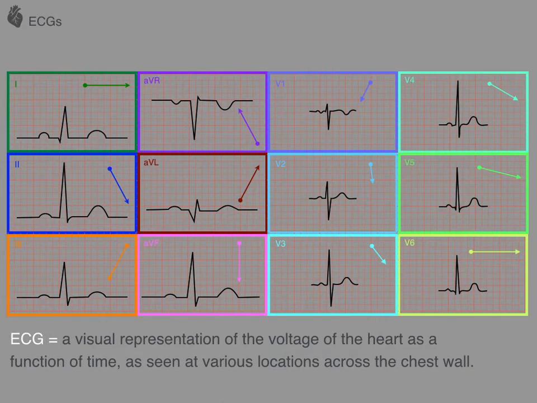Here I've brought all together the standard limb leads, 6 leads on the left hand side of the ECG paper or screen, and the 6 chest leads. And hopefully now you're starting to reach an understanding that an ECG is a visual representation of the voltage of the heart, seen as a function of time and seen at various locations across the chest wall. So we're just going across the chest, taking snapshots of the heart's activity from different locations to build up a complete picture of what's going on.